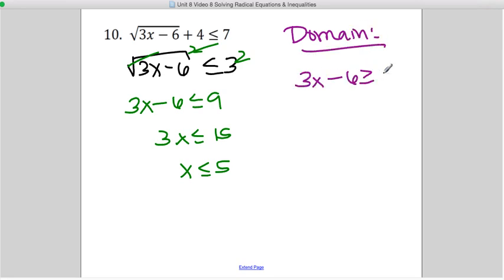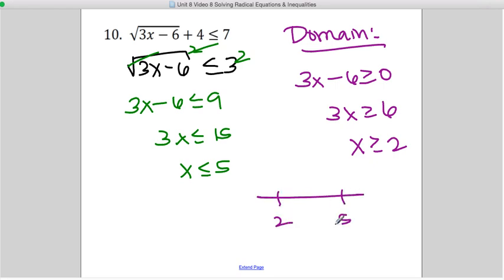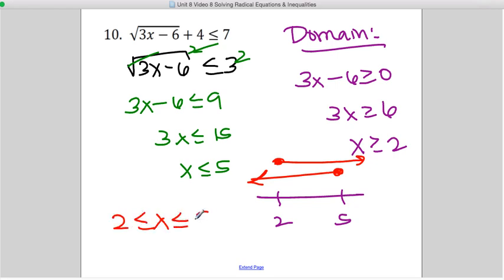3x minus 6 is greater than or equal to 0. So 3x is greater than or equal to 6. Divide by 3, so x is greater than or equal to 2. Looking at our answers here. X is less than or equal to 5. X is greater than or equal to 2. So as you can see, it's going to be these two put together. 2 is less than or equal to x is less than or equal to 5.